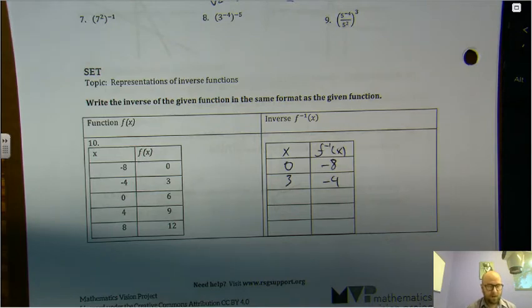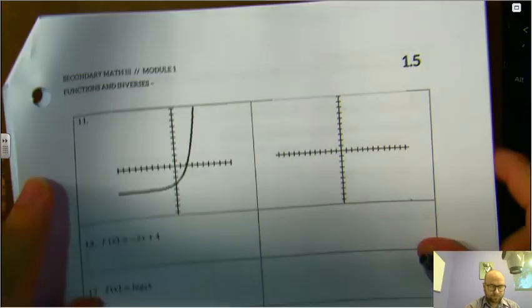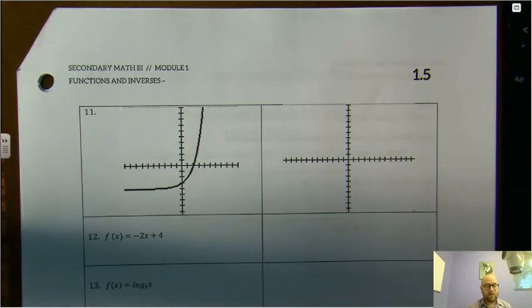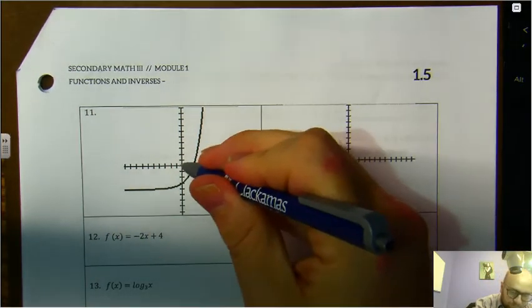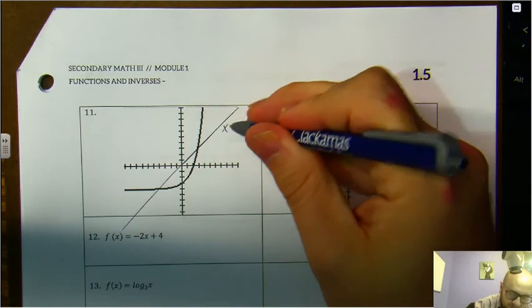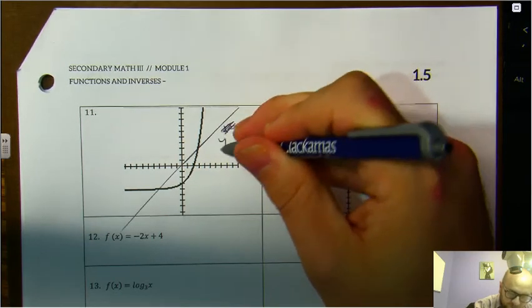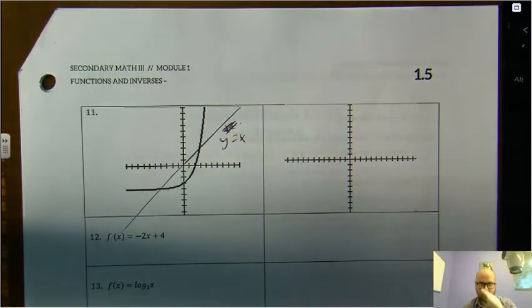Okay, let's look at the other ones though. When we're talking about taking the inverse of a graph, I do that fun little dance with our inverses, but what I want you to really see from that dance is that along the line y equals x, just that line that goes like that, everything is just mirrored around that line.